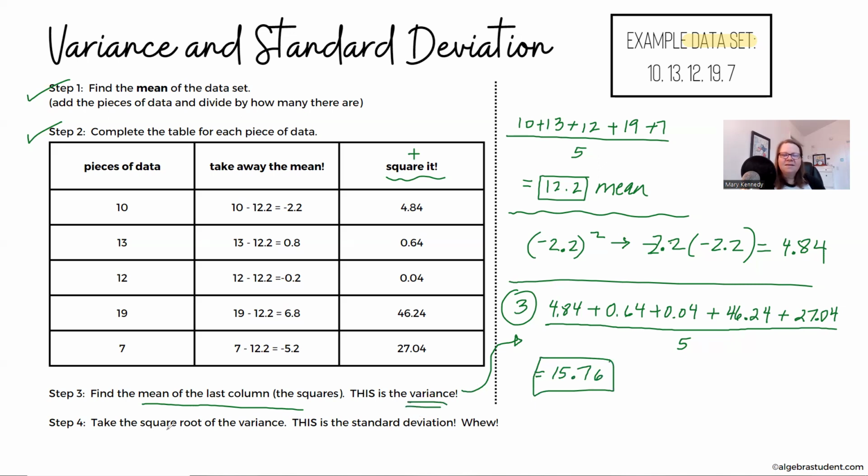And then last step, take the square root of the variance. So step 4 is to square root 15.76. And that comes out to be 3.97. All righty. There you go.